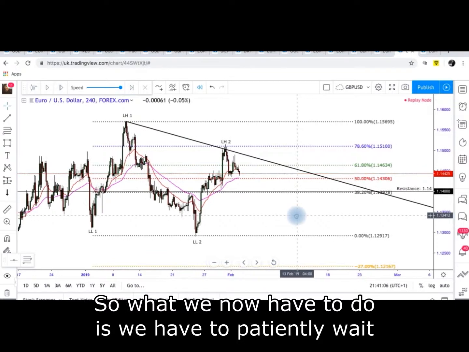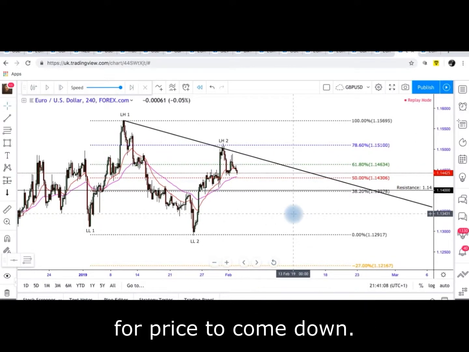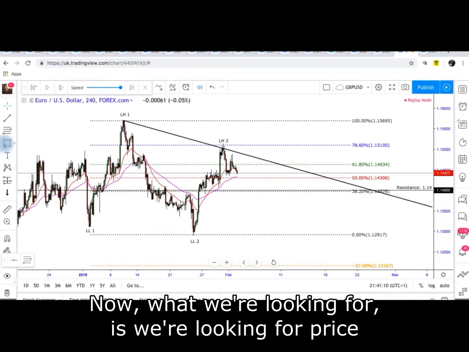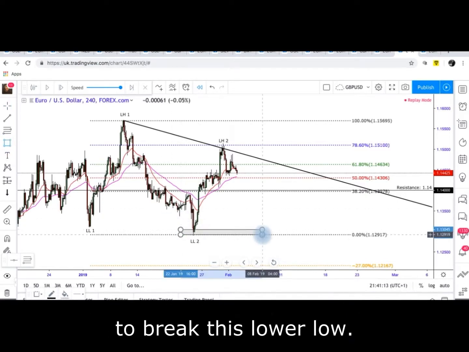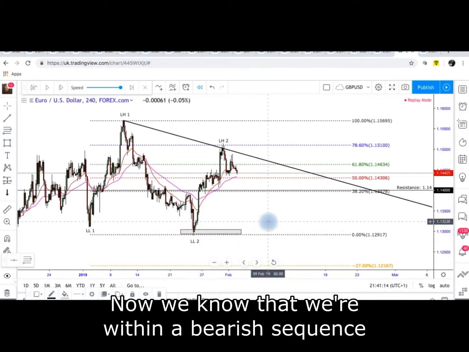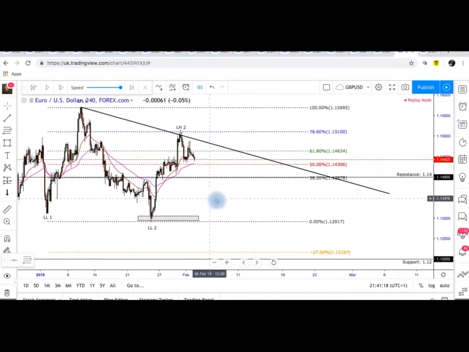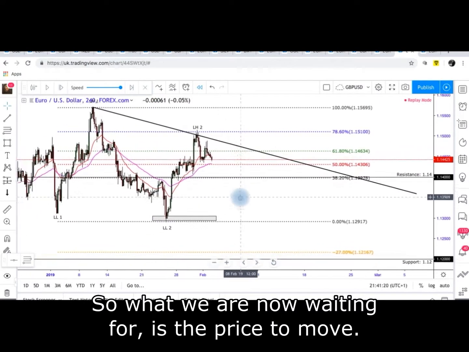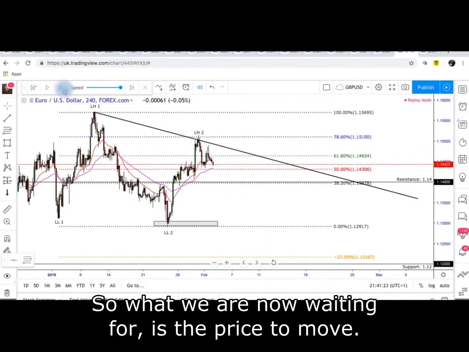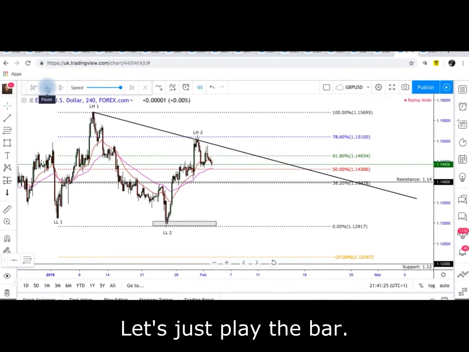So what we now have to do is patiently wait for price to come down. What we're looking for is price to break this lower low. Now, we know that we're within a bearish sequence because we've got these 2 points. So what we are now waiting for is price to move. So let's just play the bar.